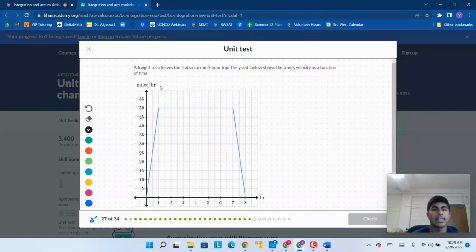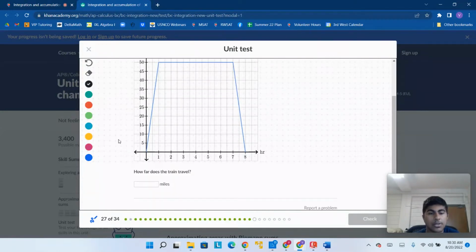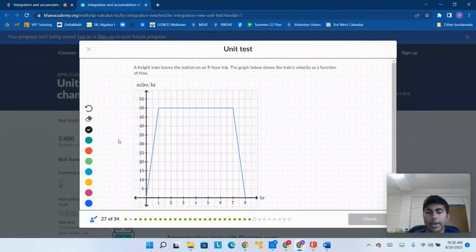A freight train leaves the station on an 8-hour trip. The graph below shows the train's velocity as a function of time. How far does the train travel? Right, so this is a PVA question. That means position, velocity, and acceleration. Taking physics, you know, position is the antiderivative of velocity. Velocity is the derivative of position, and acceleration is going to be the derivative of velocity. So you kind of have that progression.